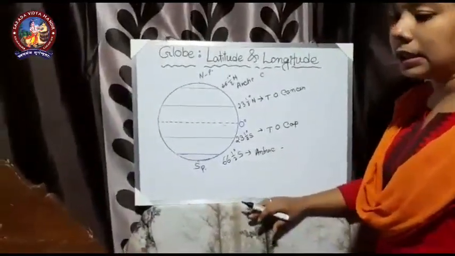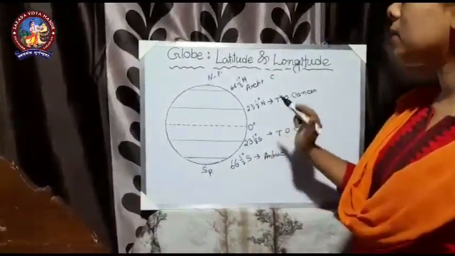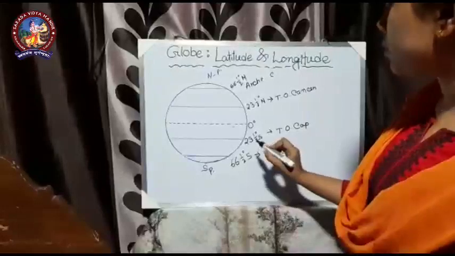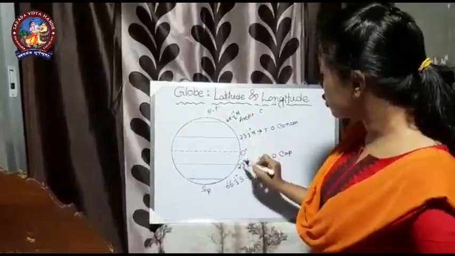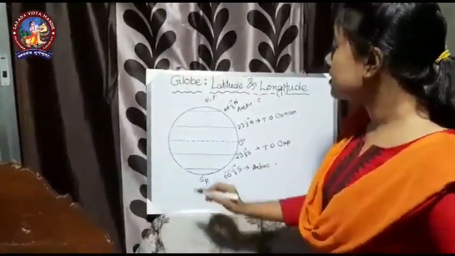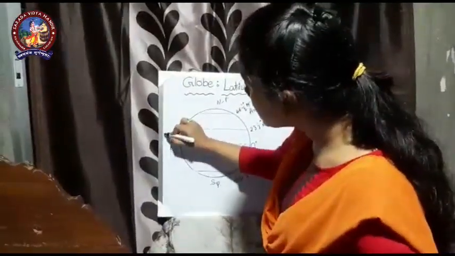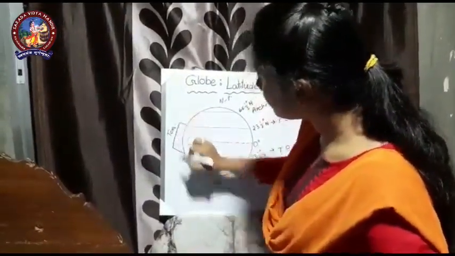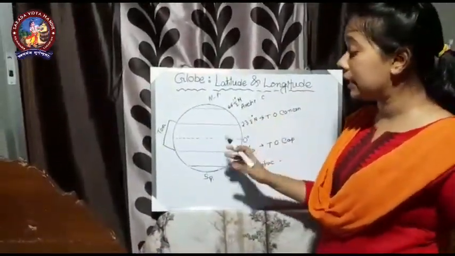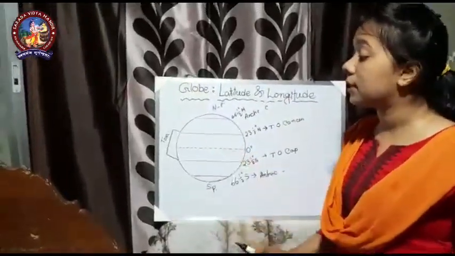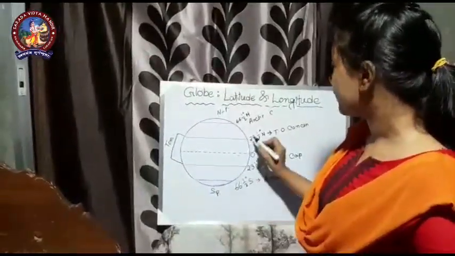We have mainly 3 heat zones, that are the torrid zone, temperate zone and frigid zone. Torrid zone, first we'll discuss. Torrid zone extends from 23.5 degree north to 23.5 degree south. So this entire zone is known as the torrid zone. Here the sun gives the rays directly and the climate of this particular area is very hot.